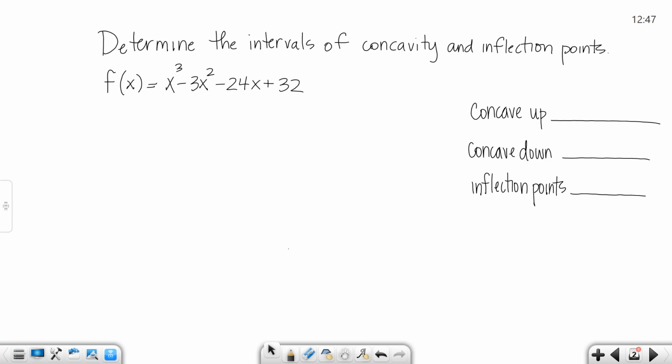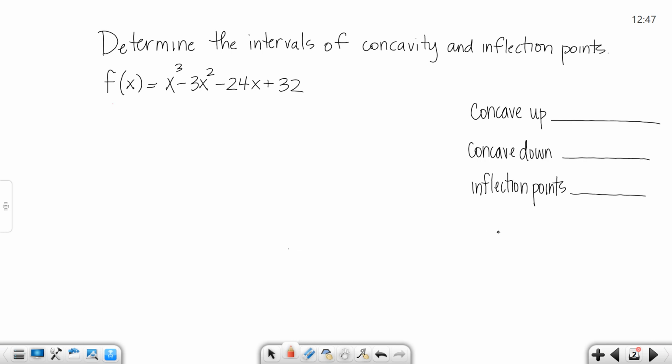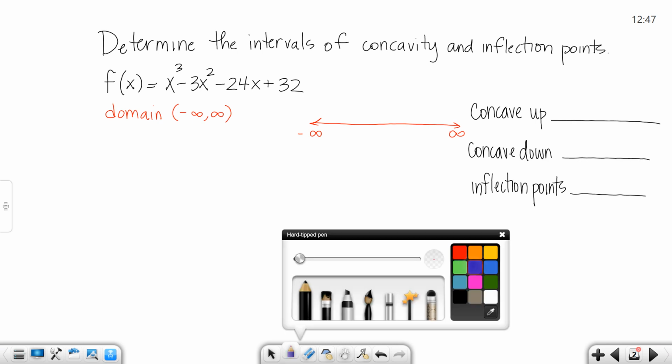So on your guidelines that I give you on the previous page, it says find the domain. Okay, so that's easy to do here. It's a basic polynomial, so my domain would just be all real numbers. And I'll go ahead and mark that on my number line. Okay, step 2, determine where the second derivative equals 0 or where it's undefined.